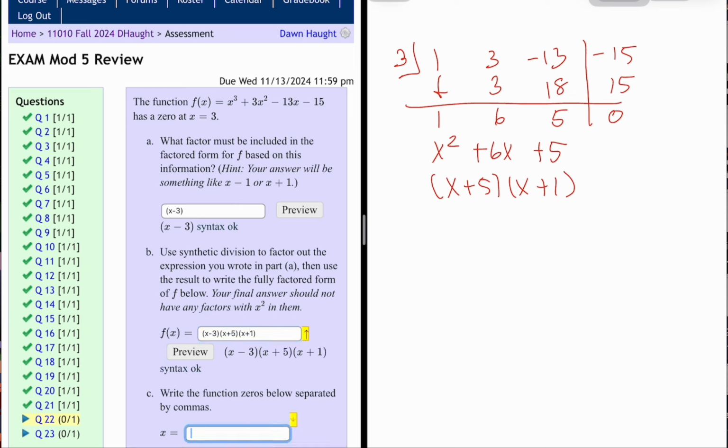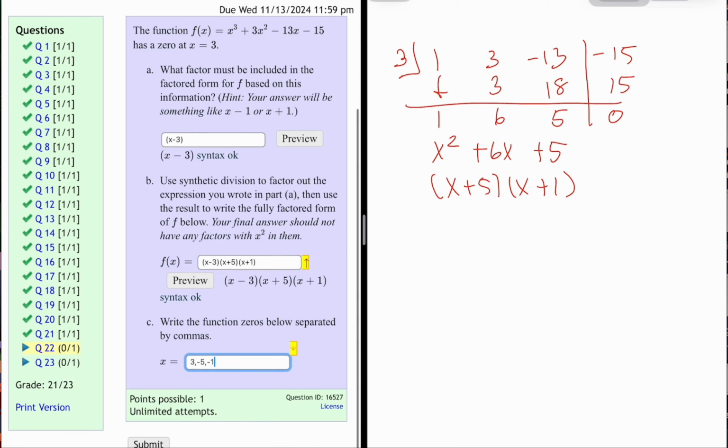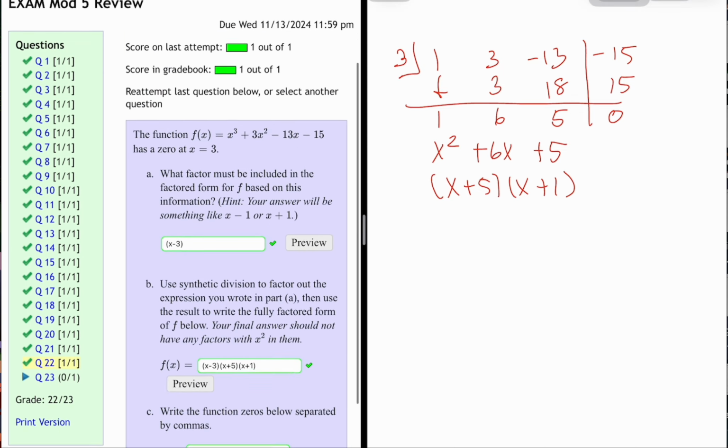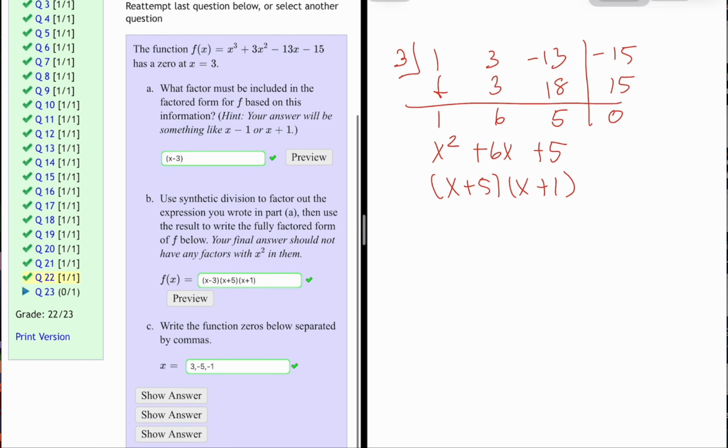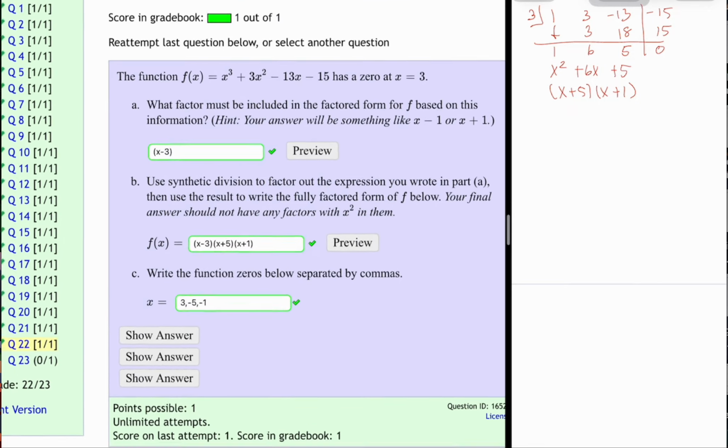So what are the zeros? Well, just set each one of those factors equal to 0. X minus 3 is 0 at +3. X plus 5 is 0 at -5. X plus 1 is 0 at -1. So that is one where we've had to use our knowledge about factoring. Okay, let's make that a little bigger so you can see it.